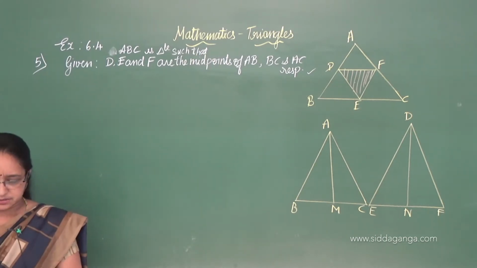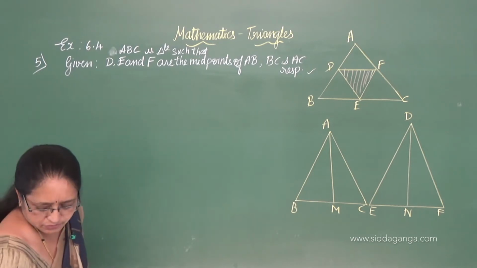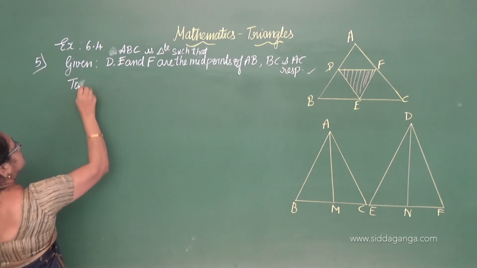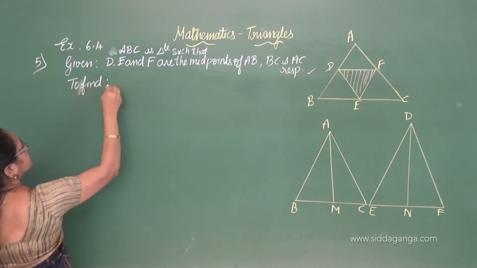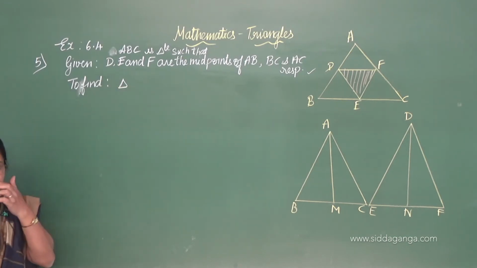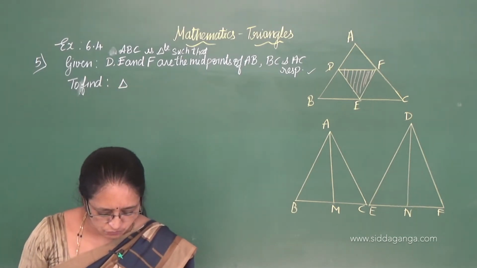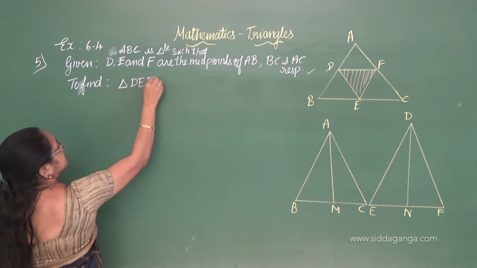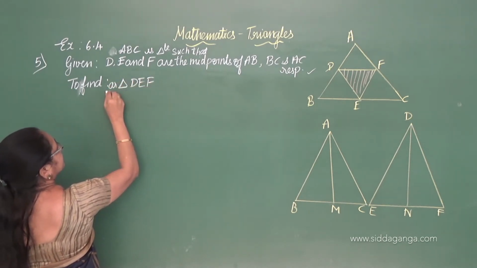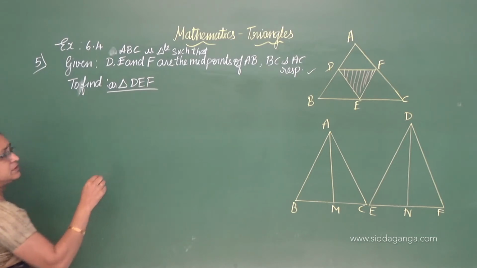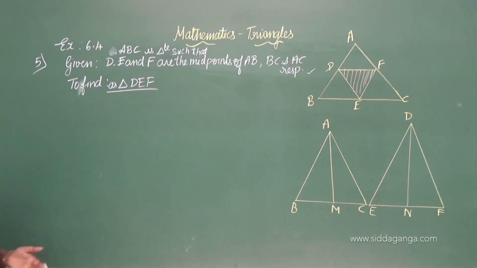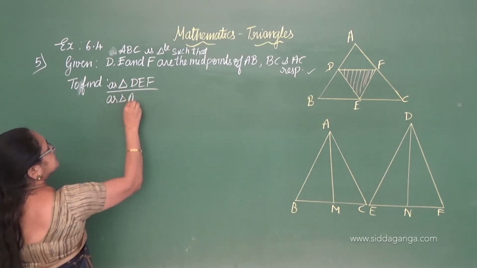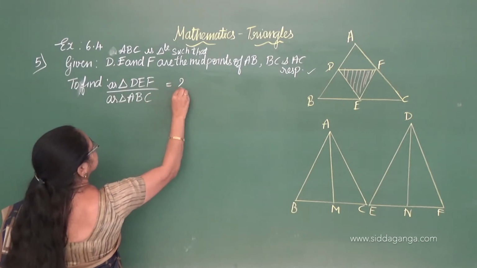Next, what you have to find out? To find: you have to find the ratio of the area of triangle DEF to the area of triangle ABC. Now proof.